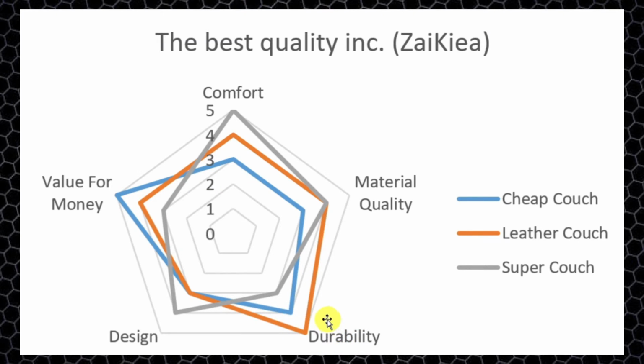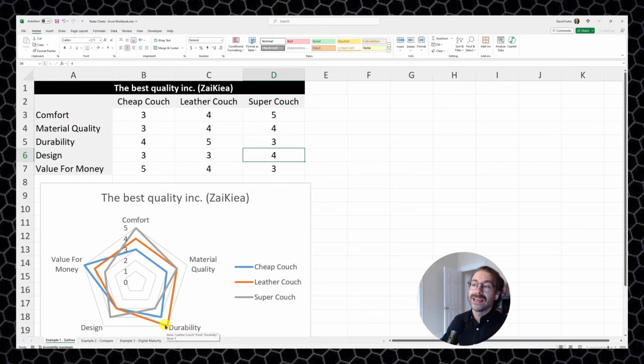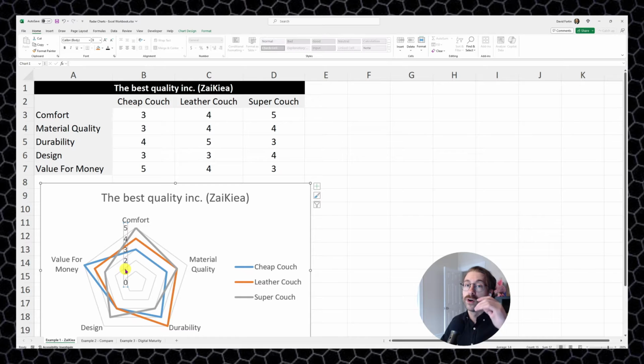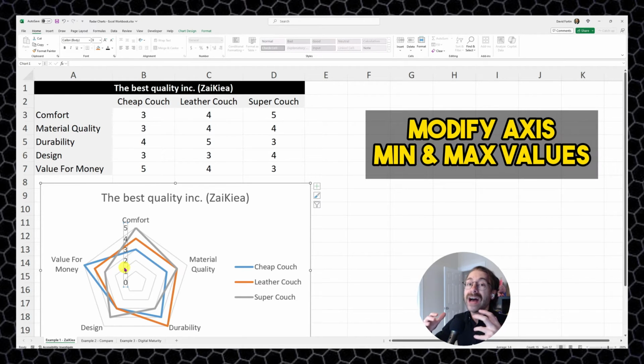What you could do here in this very specific case, as you can see in my data set, I have nothing that goes below 3. So what I could do is actually set my axis here so it goes from 3 to 5, so we will have a clearer view of which couch is actually the best, right?